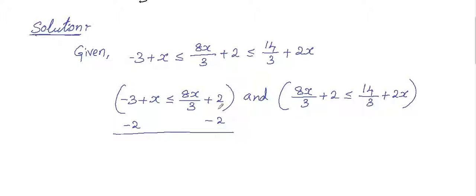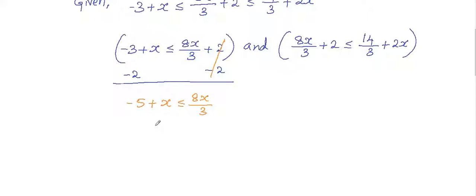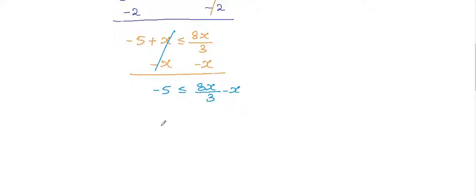So let's solve this first. Subtract 2 on both sides. We'll get minus 5 plus x less than or equals to 8x by 3, and subtract x on both sides. So we'll get minus 5 less than or equals to 8x by 3 minus x. So now take LCM and simplify this.